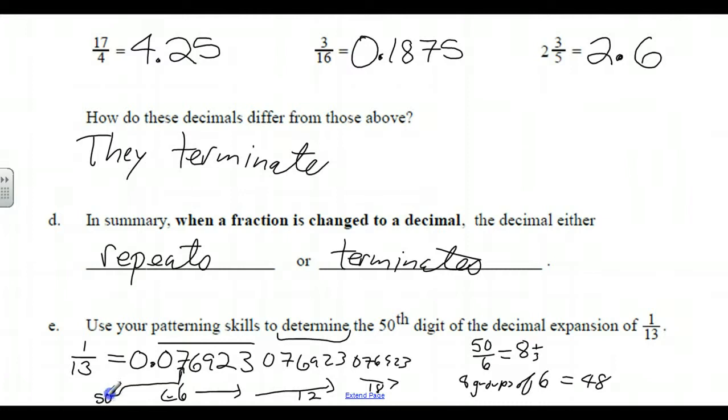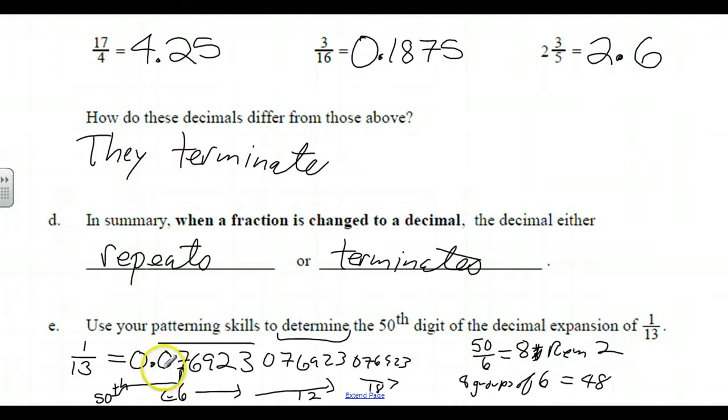So there's the 50th, right? So what do we do? The size of the repeating group is 6. We want the 50th digit. 50 divided by 6 is 8, so we have 8 whole groups. 8 times 6 is 48 with a remainder of 2. Really, you might want to write this as 8 remainder 2.